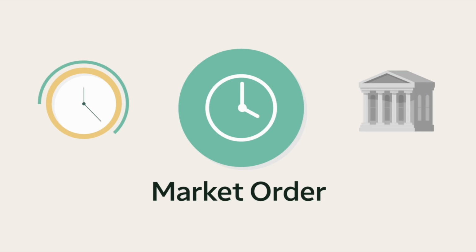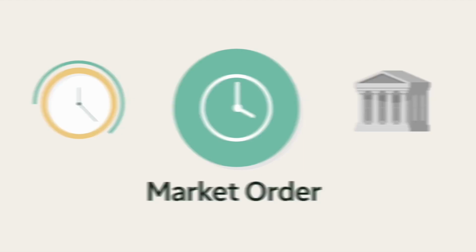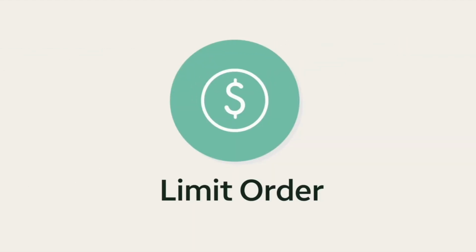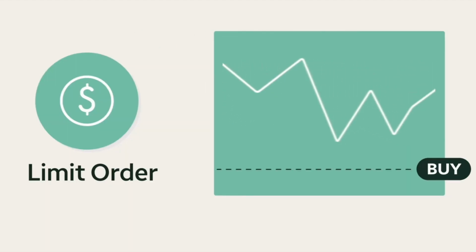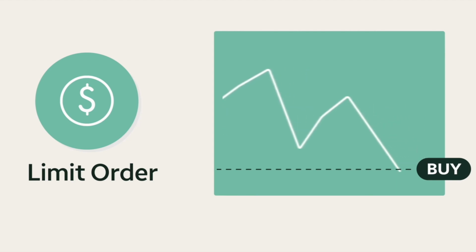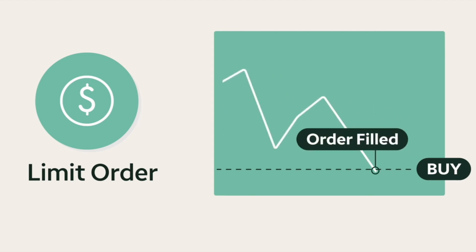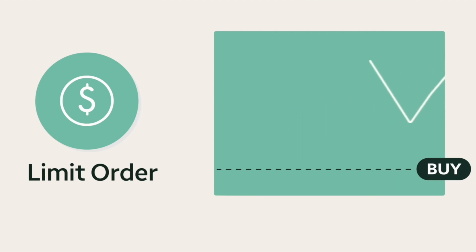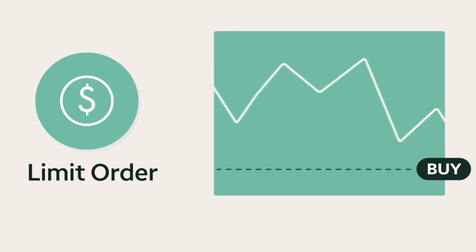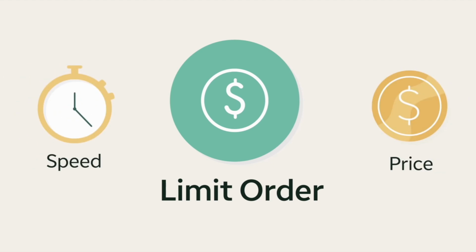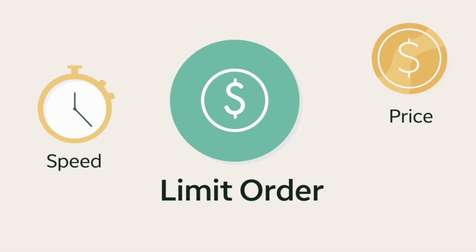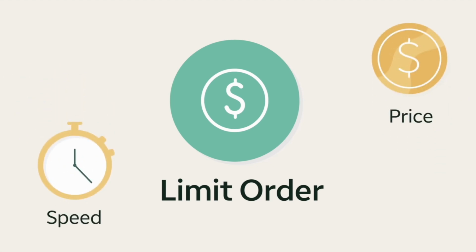If your priority is to buy or sell at an exact price or better, you may want to use a limit order instead. With a limit order, you specify a price, and the order won't be filled until the stock can be bought or sold at that price or better. However, because of the price restriction, there's no guarantee the order will be filled quickly or at all. Investors generally use limit orders when they have a target entry or exit price and are willing to wait for the market to move in their favor.